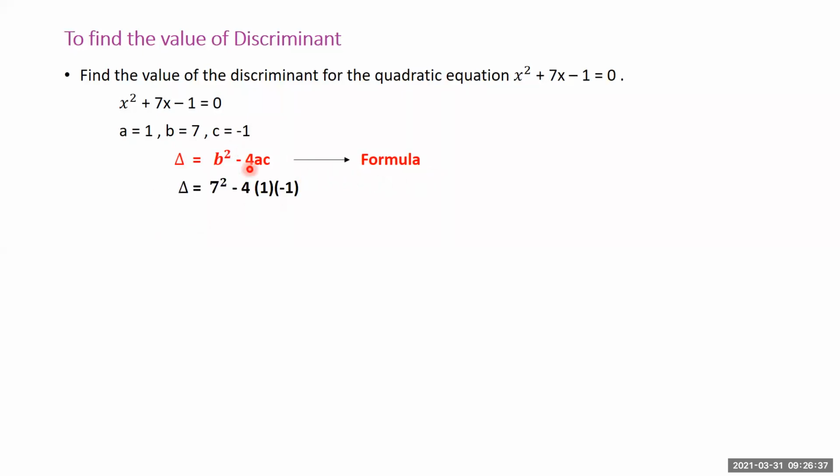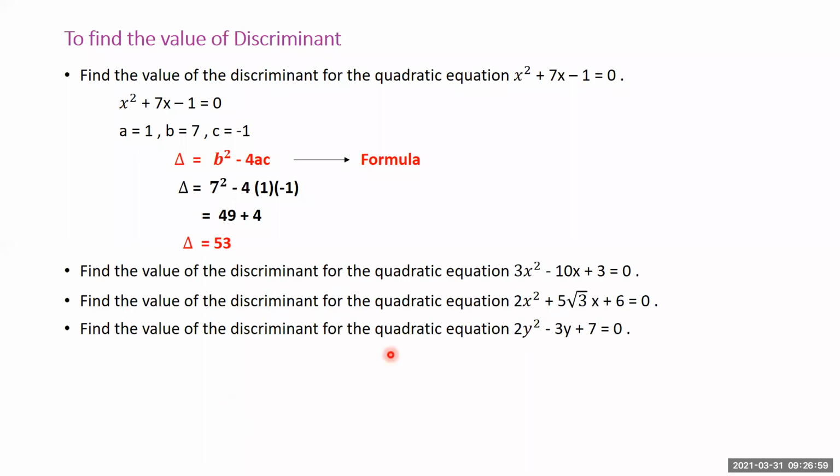Next, substitute it. The b square value you substitute here, 7 square, and minus 4 into 1 into c value, which is minus 1. Then 7 sevens are 49, minus into minus becomes plus, 4 ones are 4. So 49 plus 4, you add it, you will get delta, that means discriminant, equal to 53.